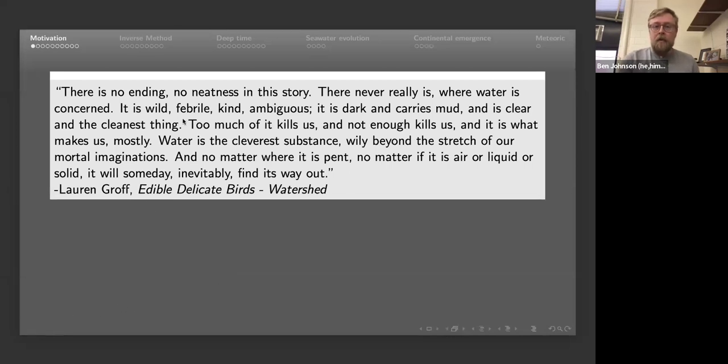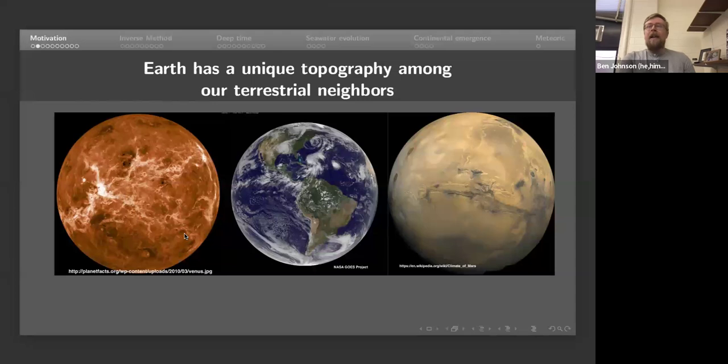And so we're going to be using the way water moves and how water and rock interact in this talk to learn some things about continental crust and the emergence of those continents in deep time over Earth history. And that's a big motivation for this work.